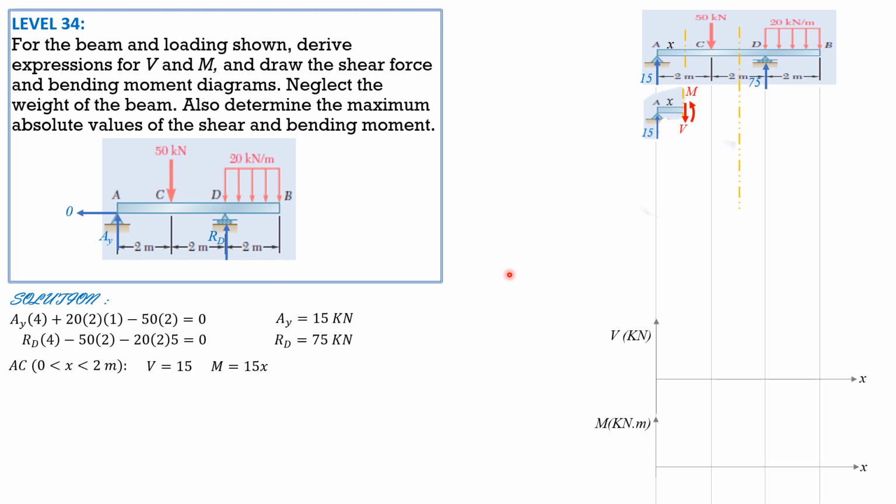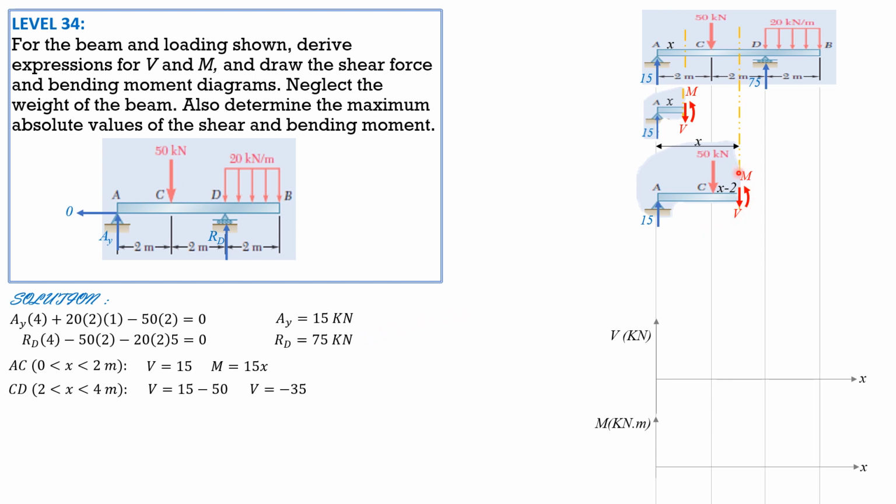Then for the moment, it is 15 times X, which is a straight line with positive slope. Then for the next section, this is the free body diagram, considering forces to the left, we have 15 upward. Then that distance is X, shear and moment positive. So that is X, therefore this is X minus 2. So shear equals 15 minus 50 for CD, which is 2 to 4. Shear is 15 minus 50 or negative 35.